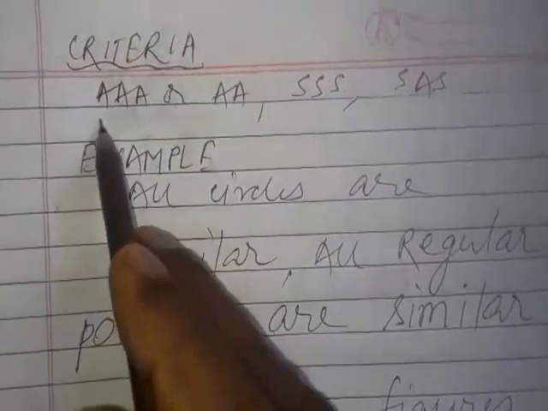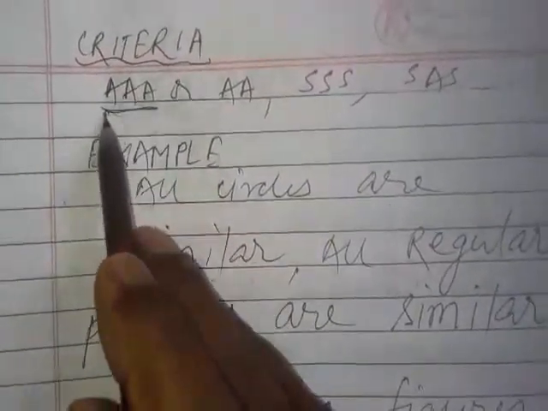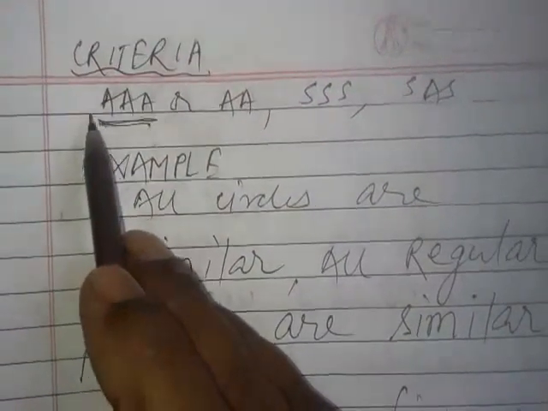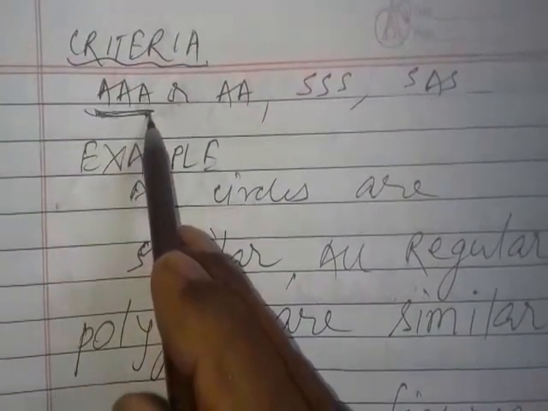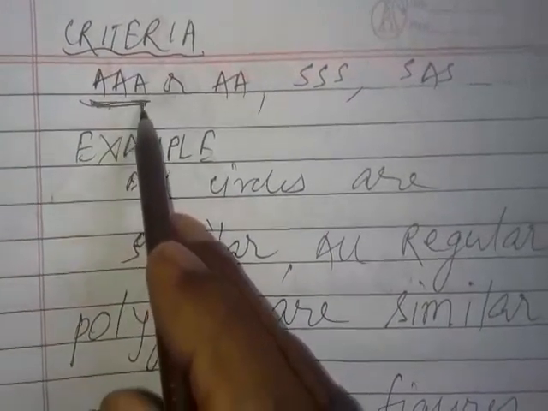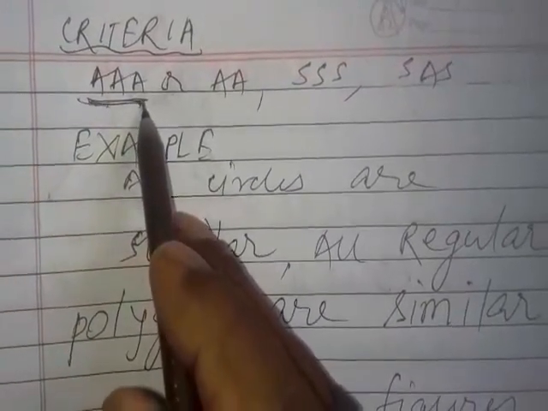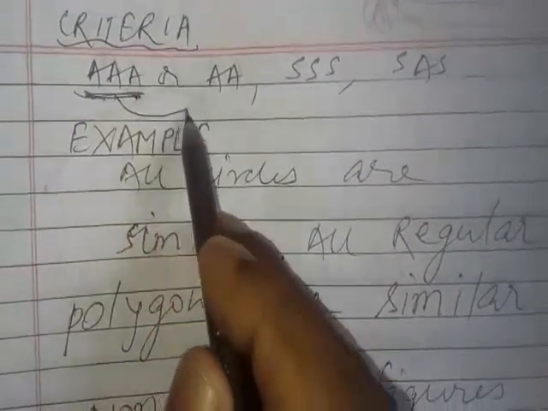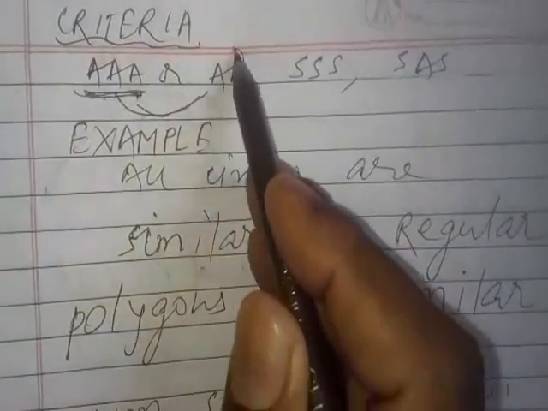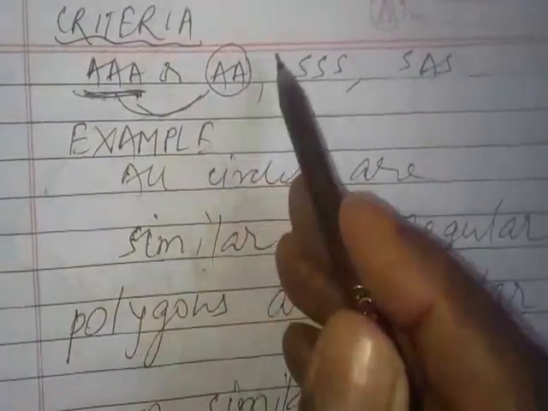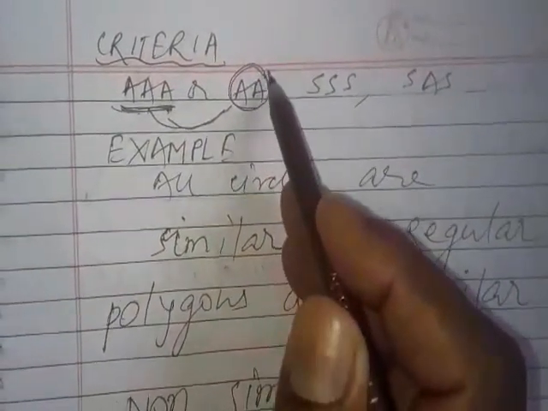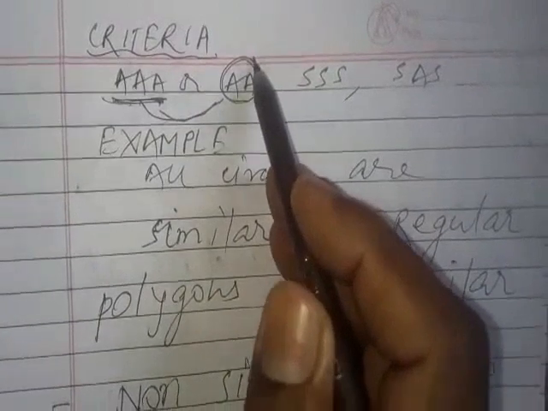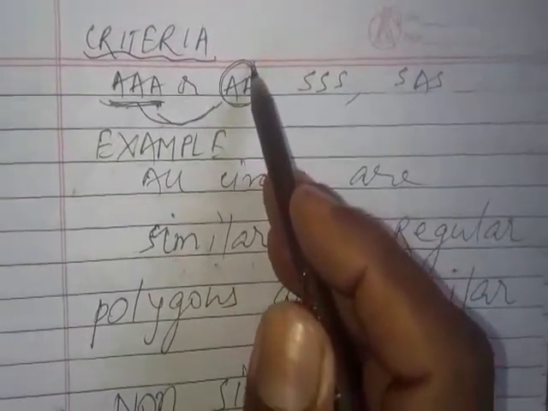The first is AAA. It means that all three angles of one triangle are correspondingly equal to the three angles of another triangle. Then they are said to be similar. The corollary of it is AA. It means that if any two angles of one triangle are correspondingly equal to any two angles of another triangle, even then they are said to be similar triangles.